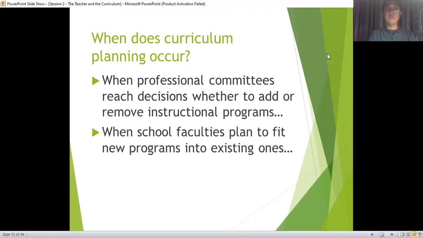Okay, meaning education should still happen. And if they want education to happen, there should be plans. Okay, they should plan on the necessary adjustments they have to make. So that's the second one.